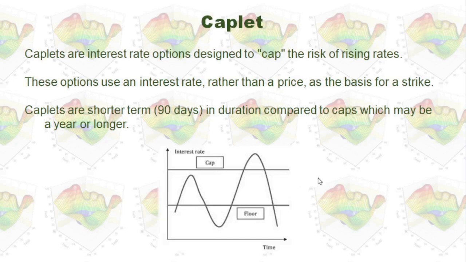Let's see how an interest rate cap works. For example, if you have a floating rate mortgage, your interest rate will depend on maybe the LIBOR rate. And when the LIBOR rate changes, your interest rate will change too. But if you have an interest rate cap, and the interest rate goes over this cap amount, you won't pay more than this cap rate. That's how the interest rate cap works.